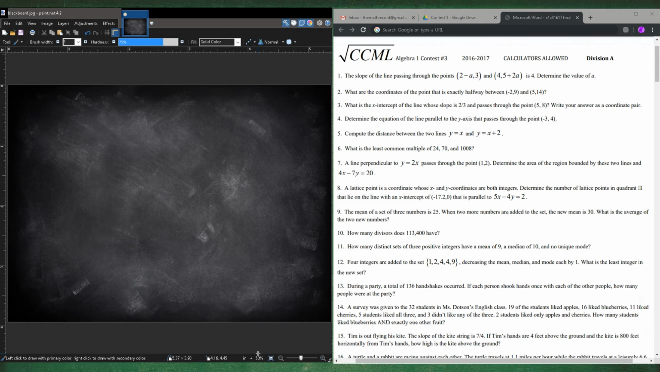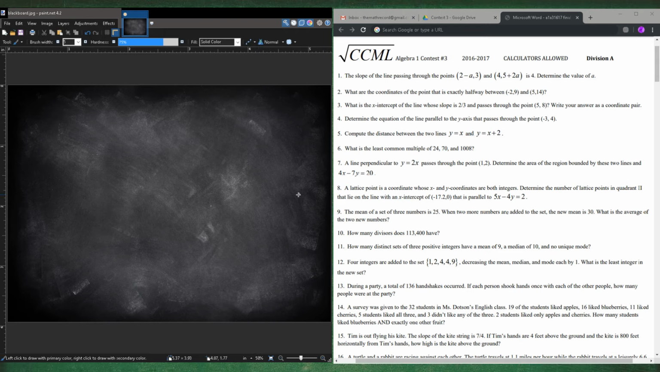Question number 9. The mean of a set of 3 numbers is 25. When 2 more numbers are added to the set, the mean is 30. What's the average of the 2 numbers?